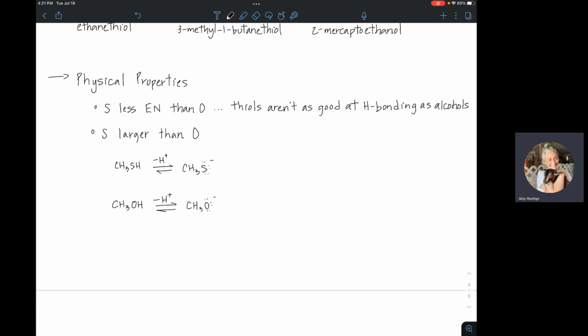When we use words like alkoxide, we're saying the alkyl group attached to the oxygen that has been deprotonated. If you know what the alkyl group is, you can name it, so methoxide would be the alkoxide we're talking about here. Since sulfur atoms are larger, with a larger atomic radius than oxygen atoms, when you deprotonate a thiol, the negative charge is spread out over a larger area. That means it's more stable, so thiols are going to be stronger acids.